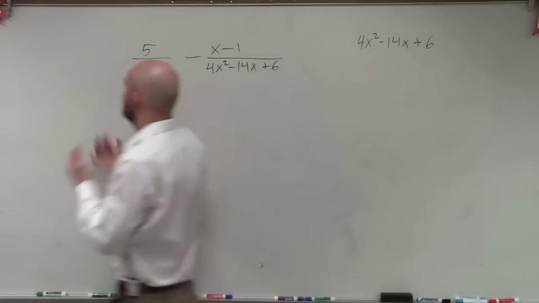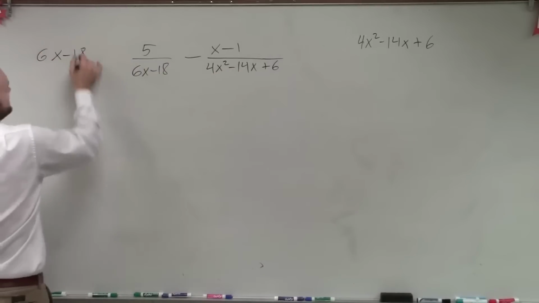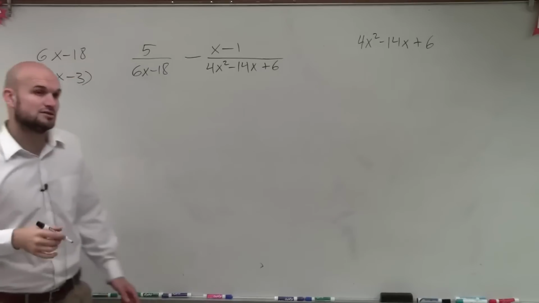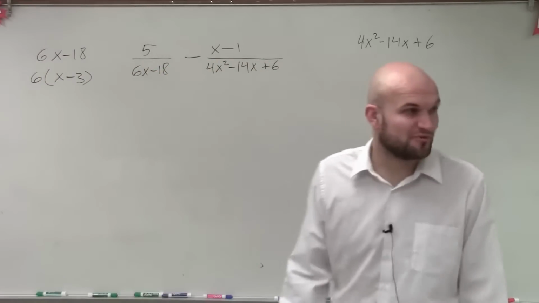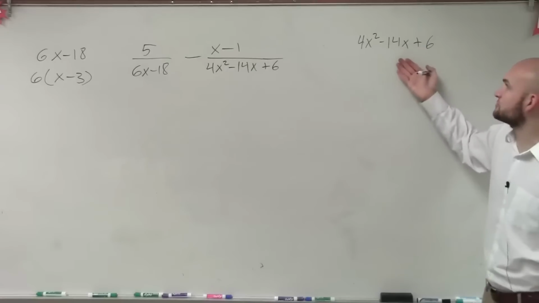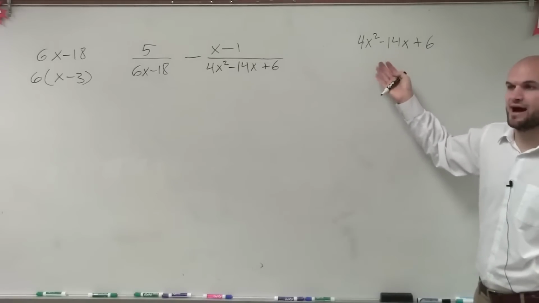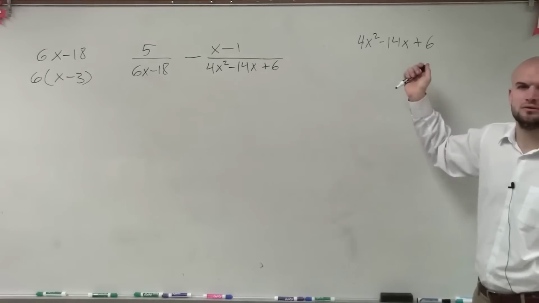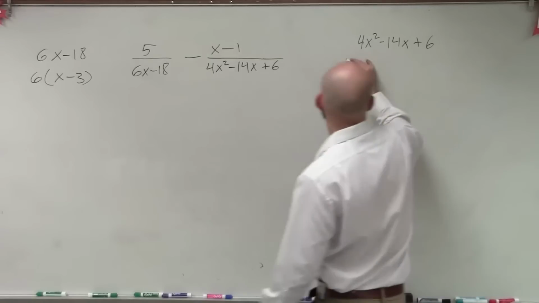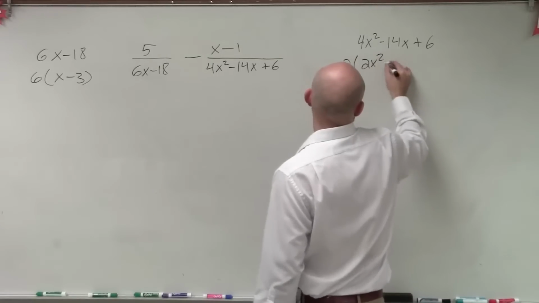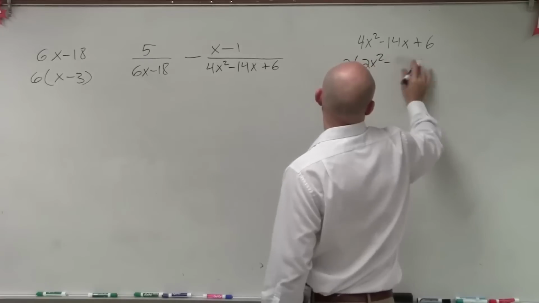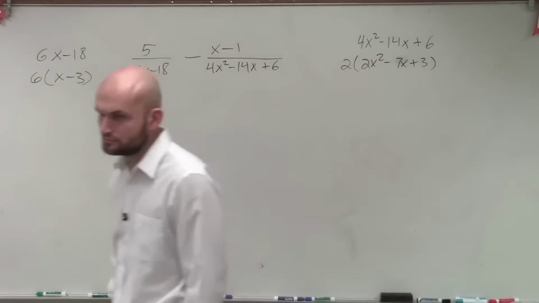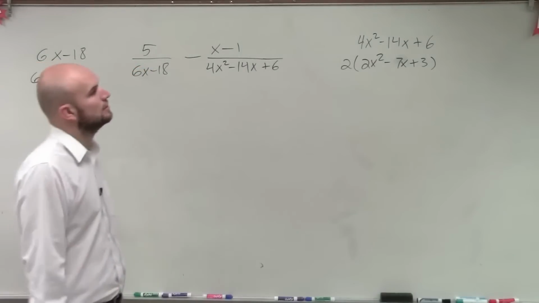However, I could simplify this. Can I factor out a 6x minus 18? Yep, it can be 6 times x minus 3. So that could be a possible factor. But if I was going to factor this, what would be the first thing I'd want to do? Factor out the GCF, greatest common factor. So if I factor out a 2, I'm left with 2x squared minus 7x plus 3. Yes? No? Sure. Okay.